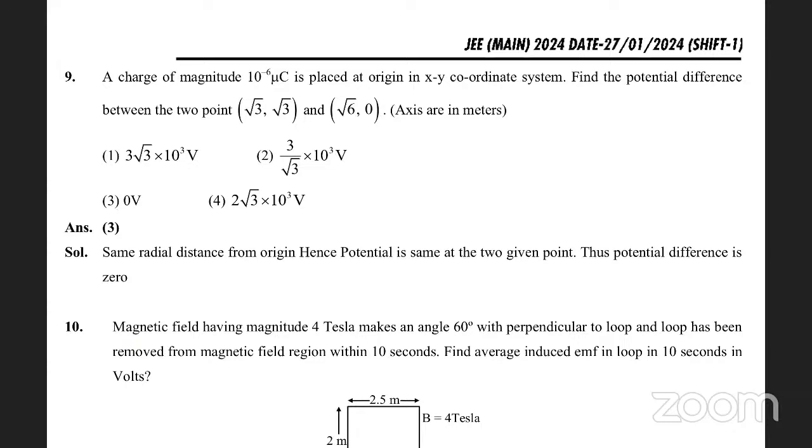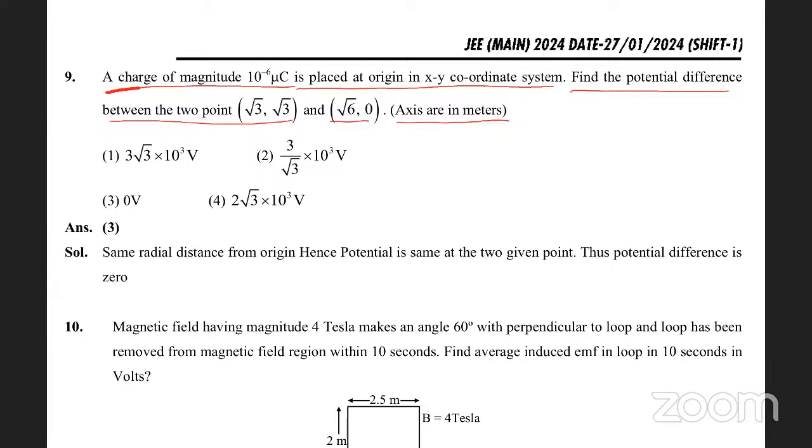Look at this one. A charge of magnitude 10 to the power of minus 6 microcoulomb is placed at the origin of an xy coordinate system. Find the potential difference between the 2 given points. The axes are in meters.